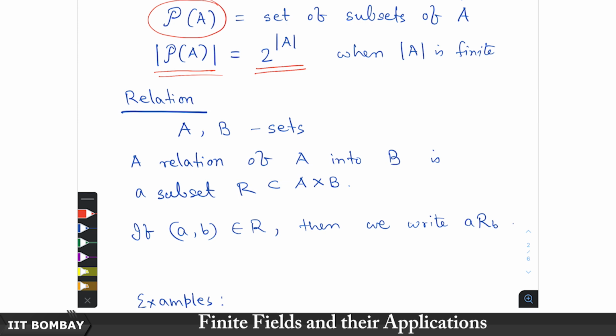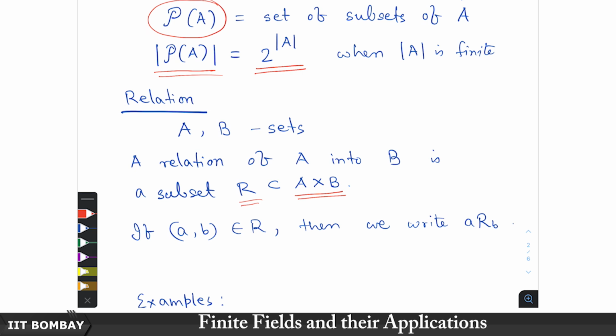Okay. Now, we will discuss a very important thing called a relation between 2 sets. So, if we have 2 sets A and B, a relation of A into B is basically specified by a subset of A cross B, the Cartesian product. So, you take a subset of A cross B, which means that some pairs of elements in A cross B are there in R, okay, and we say that under that relation, that pair of elements are related to each other.